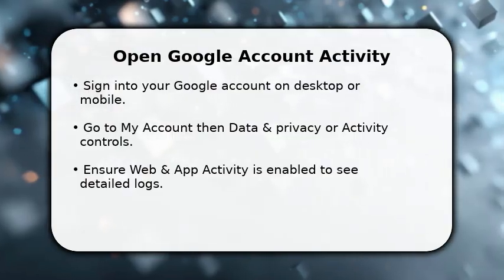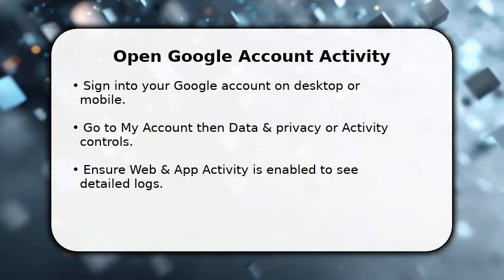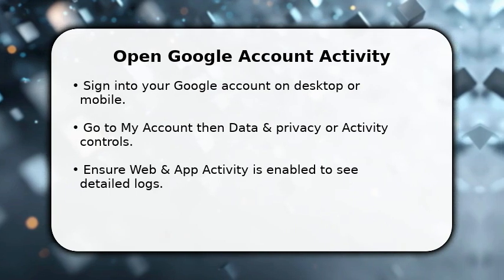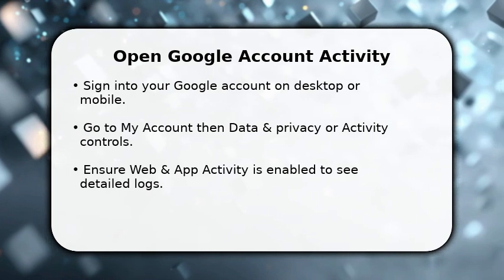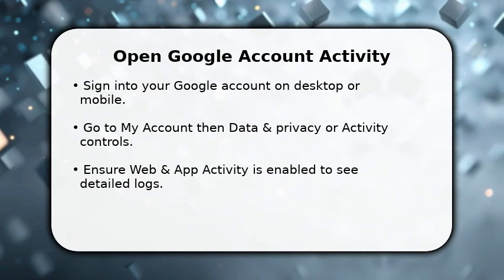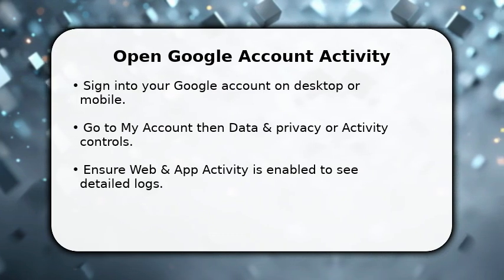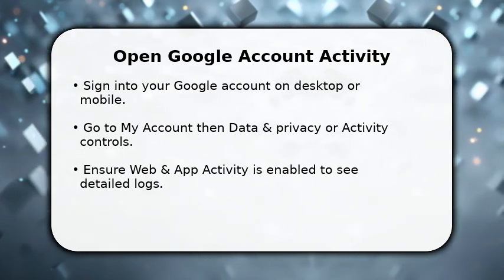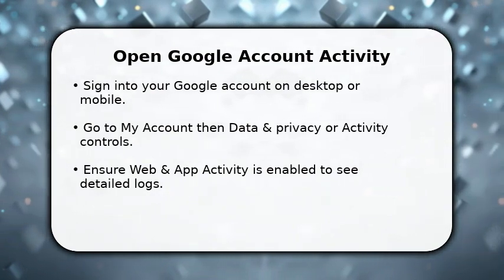You start by signing into the Google account you want to inspect. Once signed in, go straight to My Account and open Data and Privacy. This is where Activity Tools live. Make sure Web and App Activity is turned on so Google actually saves the items you'll review. If it's off, enable it and wait a few minutes for recent events to appear. You're doing this to view history and manage what Google stores about your searches, apps, and device activity.